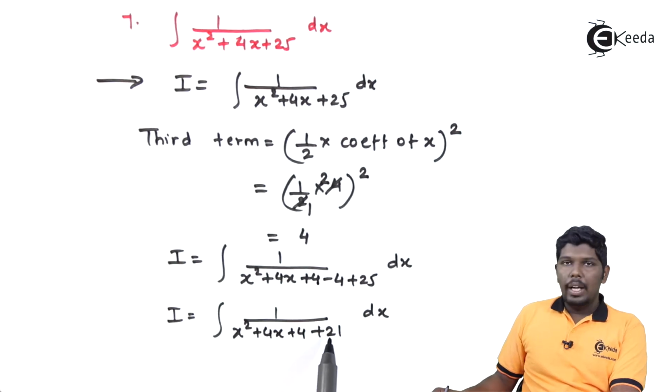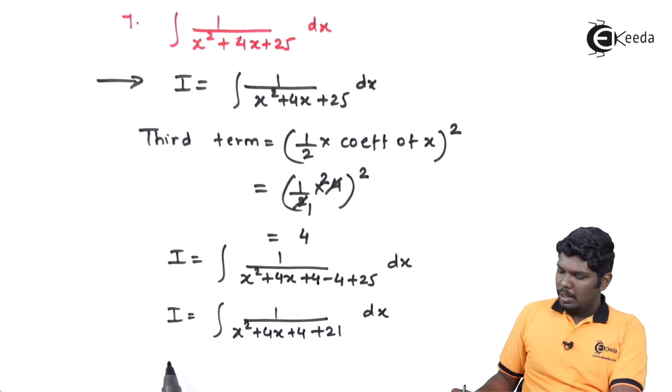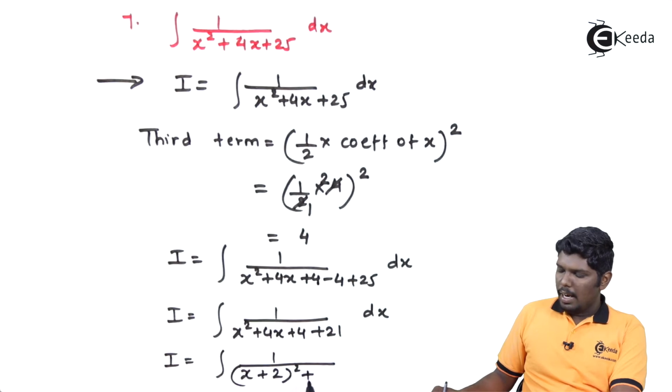Now this 21 can be written as root 21 the whole square, as its perfect square root does not exist. Similarly, these three terms can be reduced using the trick: square root of first term, sign of second term and square root of third term, the whole square. Therefore, I will be integral 1 upon, we have x plus 2 the whole square, and this can be written as square root of 21 the whole square dx.